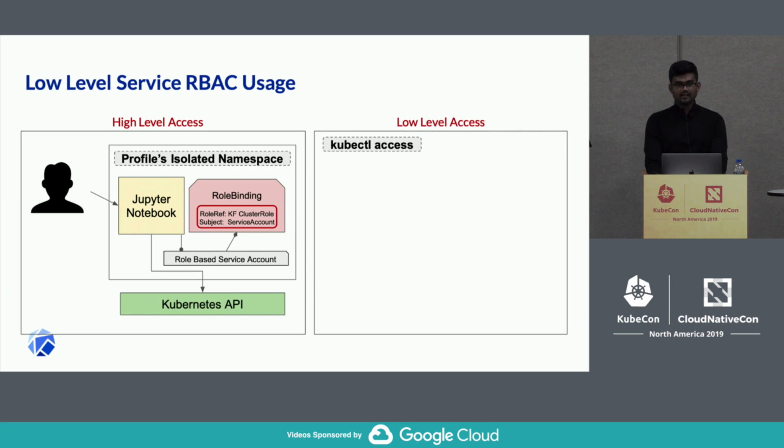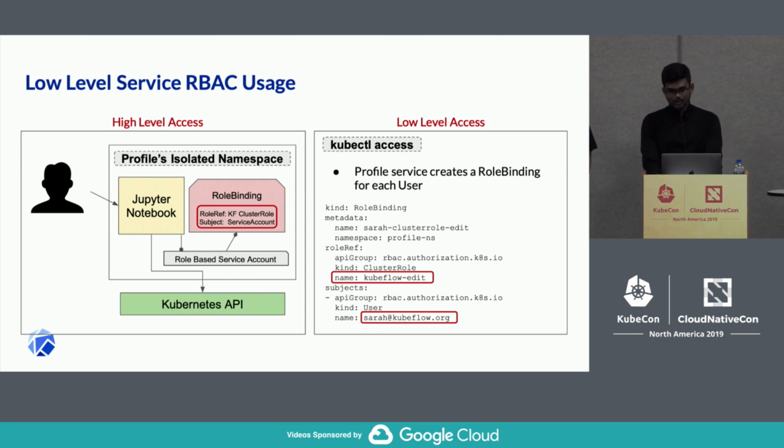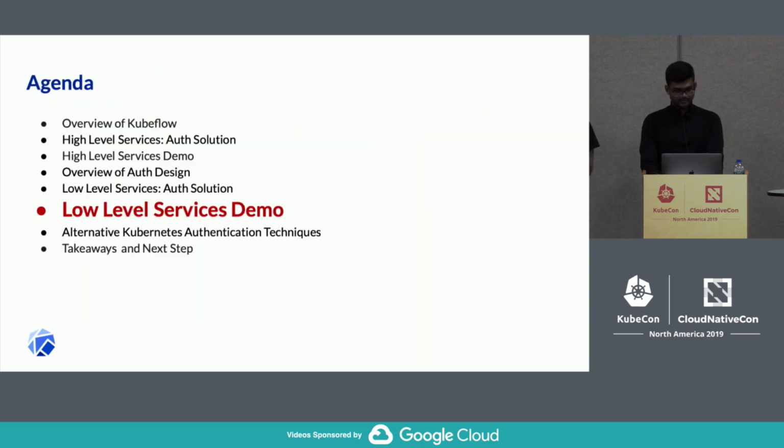When we head on to the low-level access, the kubectl access, how do we achieve the same? It is somewhat similar, but here what we do is define a role binding for each user. So every time a user is created in a profile, this role binding gets created. So for Sarah, we have associated her with a Kubeflow edit role. This is how simple it is. And in the demo, I'm going to show how we have implemented this for low-level access. So let me just head over to the demo.